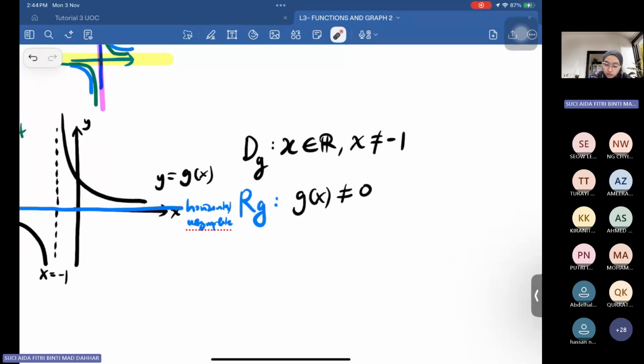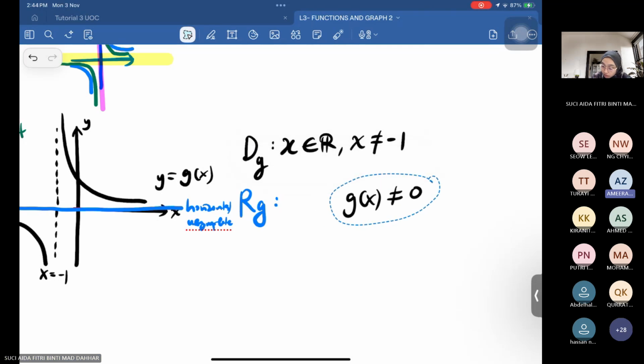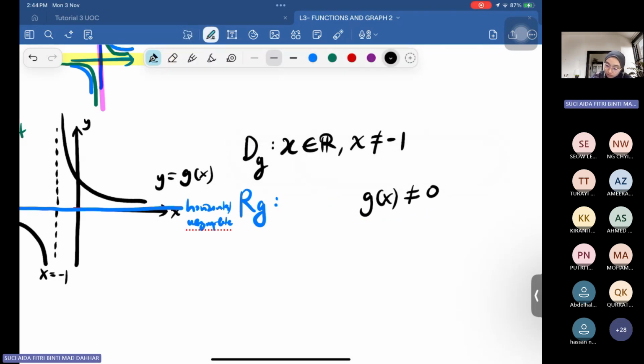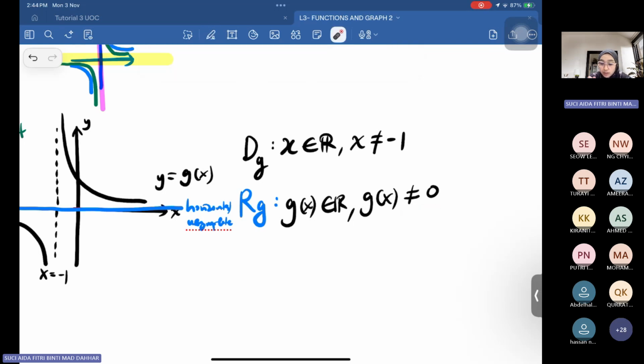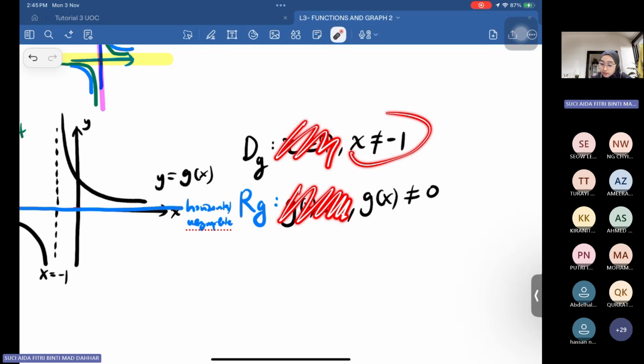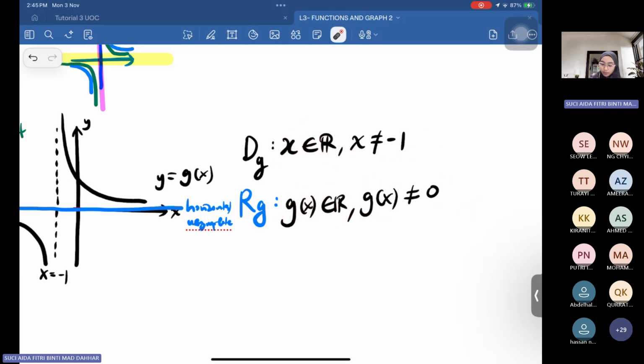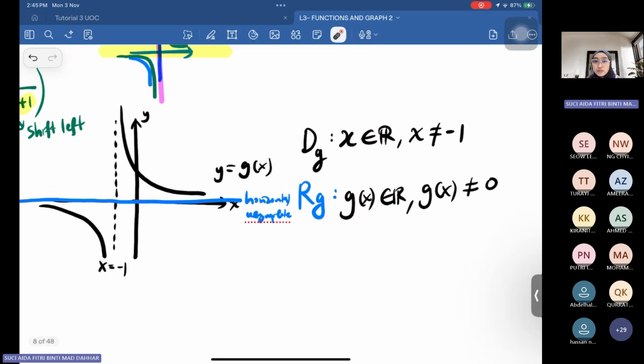Do you mean that you want to write your gx as a real number? Yes, you can. You can. Gx is all real number except gx is not 0. The same as I mentioned before, if you don't write this, it's still okay because it's understood that it must be all real number except this. We only mention the obvious. The value that cannot be taken. Is that answering your question?